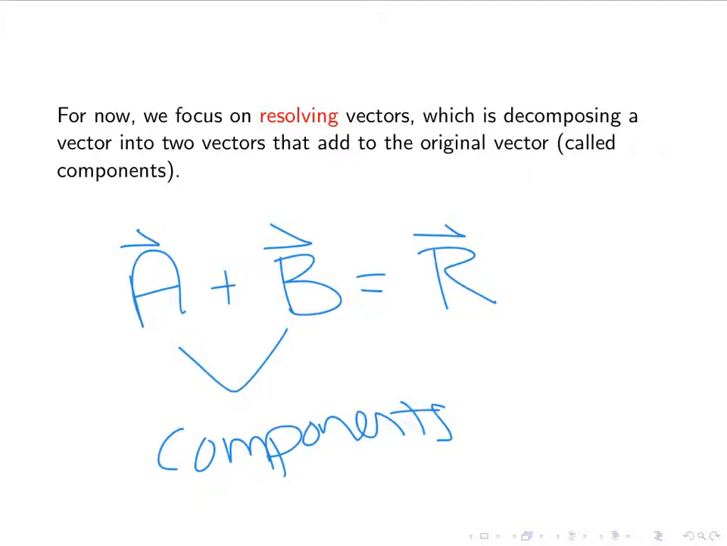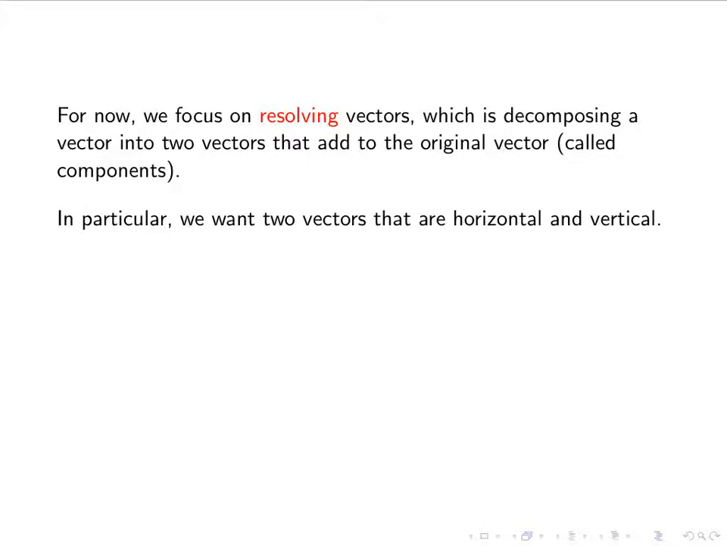There are several ways that I can resolve a vector, just like there are several ways that I can find two numbers that add up to, say, 10. I could do 8 and 2, 7 and 3, 5 and 5, negative 12 and 2, and so forth. So just resolving a vector, there are an infinite number of ways I can do that. We're going to focus on resolving a vector so that the two components are vertical and horizontal.